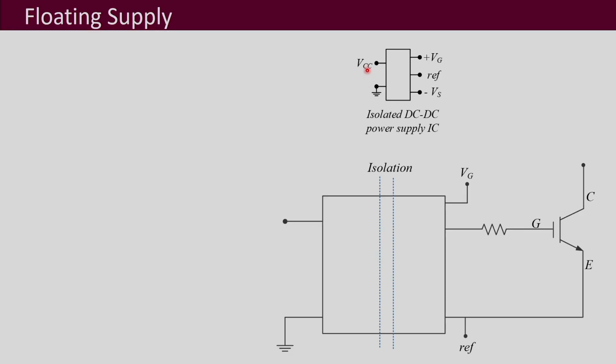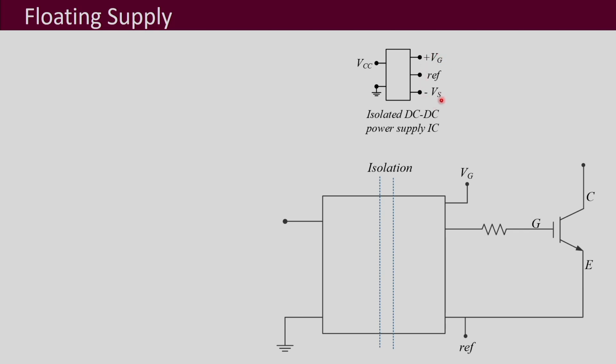So now what are these isolated DC to DC power supply ICs? Usually they will have an input side where you can give whatever supply may be specified in the data sheet of that IC. This may be a low voltage or a medium voltage, whatever voltage, 5 volt, 10 volt, or whatever will be specified by the manufacturer.